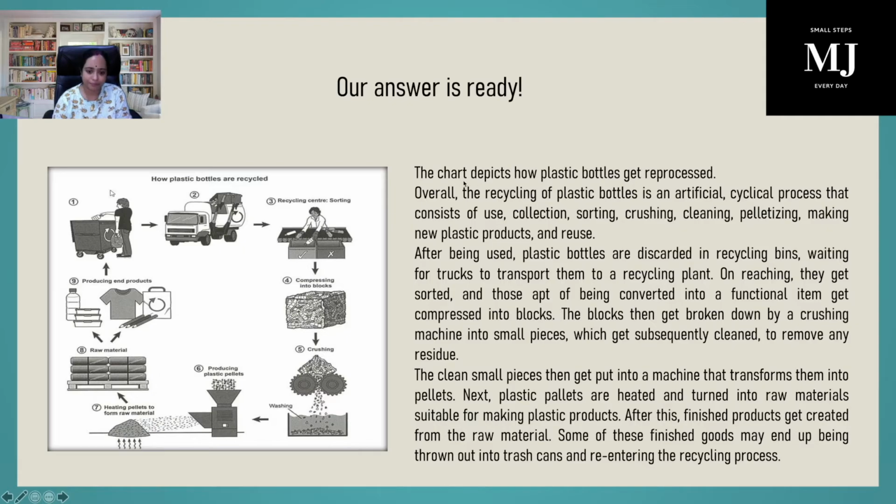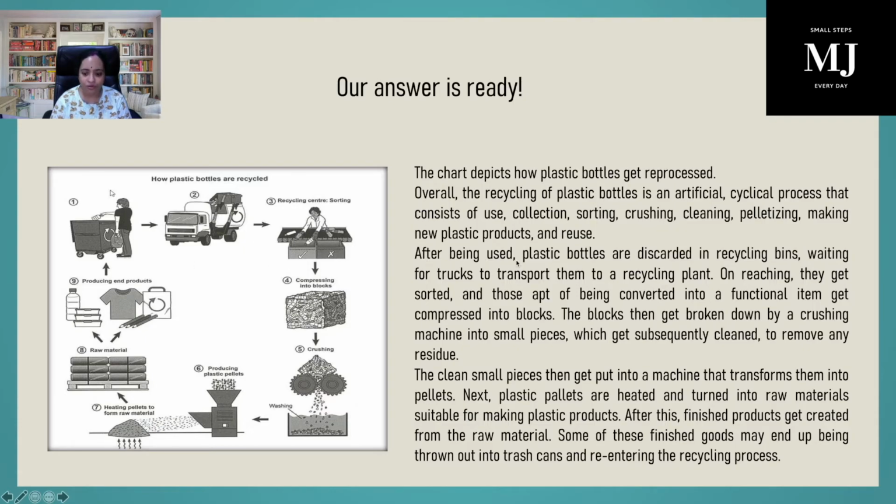Now let's read. The chart depicts how plastic bottles get reprocessed. Overall, the recycling of plastic bottles is an artificial, cyclical process that consists of use, collection, sorting, crushing, cleaning, pelletizing, making new plastic products, and reuse. Very important to tell. Okay? After being used, now let's come to the stages, defining them, detailing them.